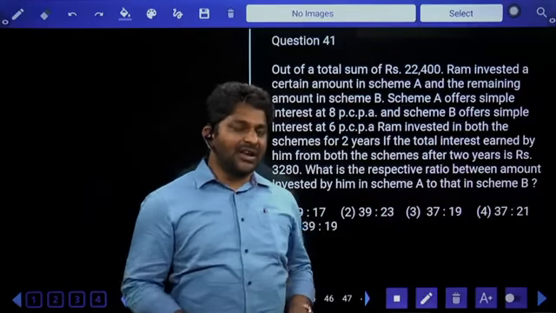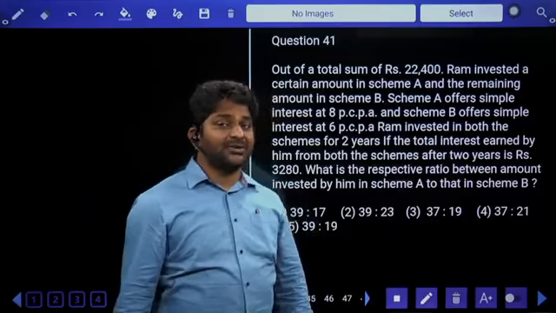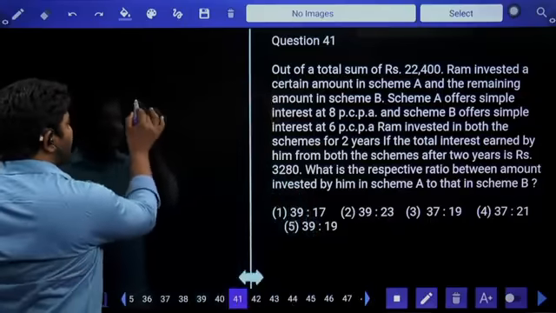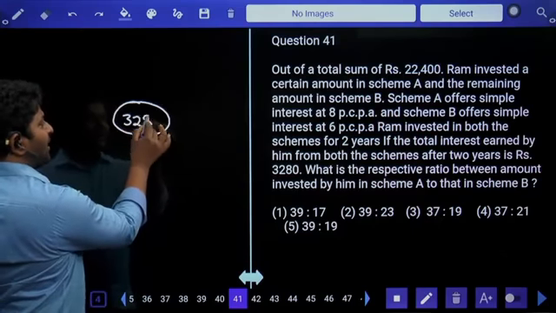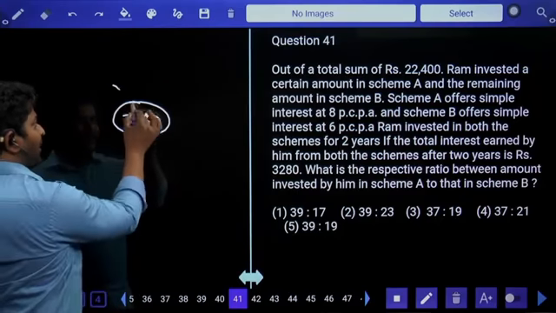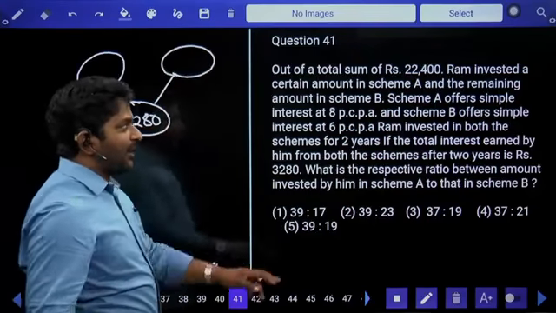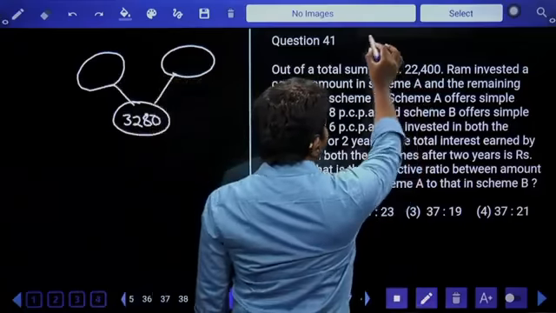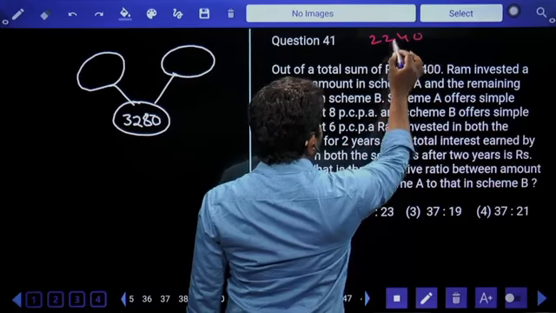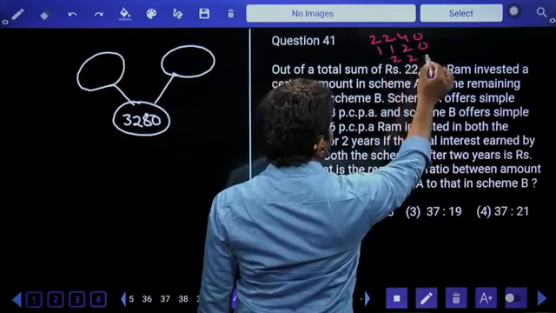Finally, we were asked to calculate ratio here. So in which particular method do we get ratio? In alligation and mixture. So let us take alligation mixture. Overall interest obtained is 3280, and now scheme A is given at 8% per annum. In 2 years, we will get 16%. 10% is 2240, 5% is 1120, 1% is 224.